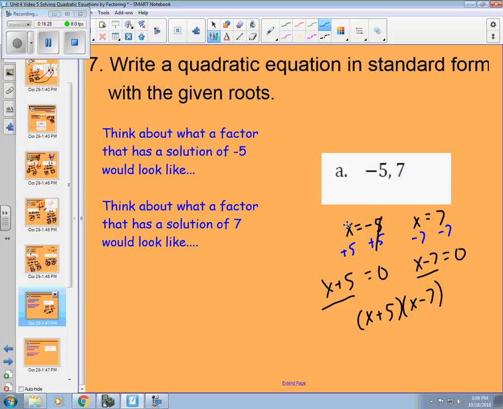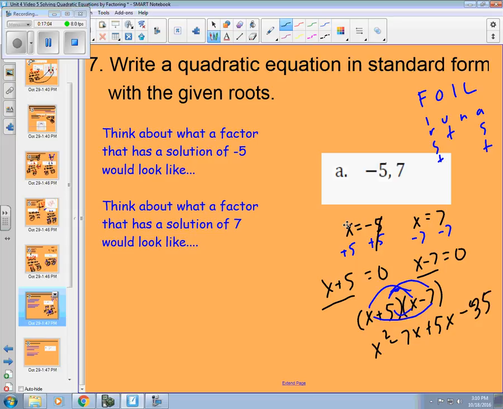So now we want to work backwards again. These are already factored, so we multiply them back together. That's that FOIL process that you've learned before. Multiply first, outside, inside, last. So the first one's x times x, that's x squared. The outside ones, that's -7x. The inside ones here is 5x. And the last ones are -35.